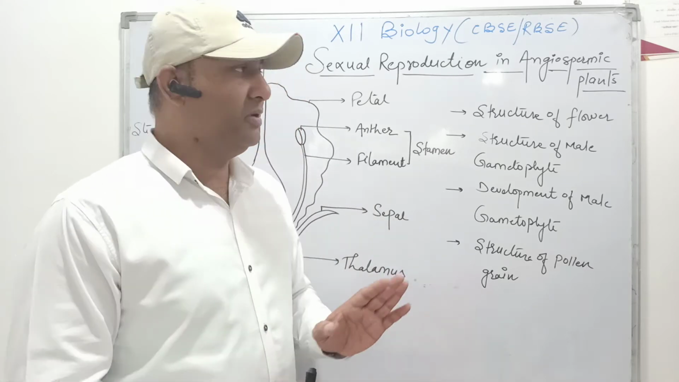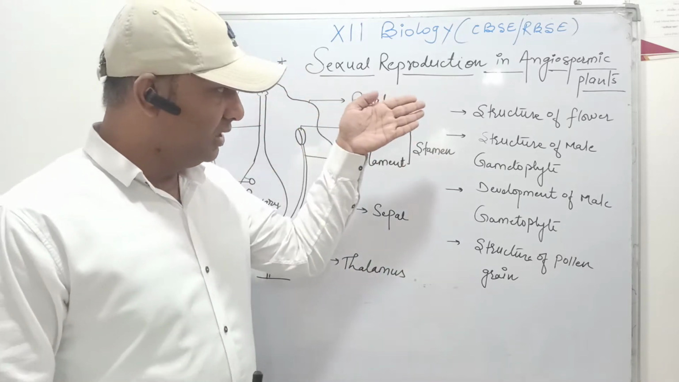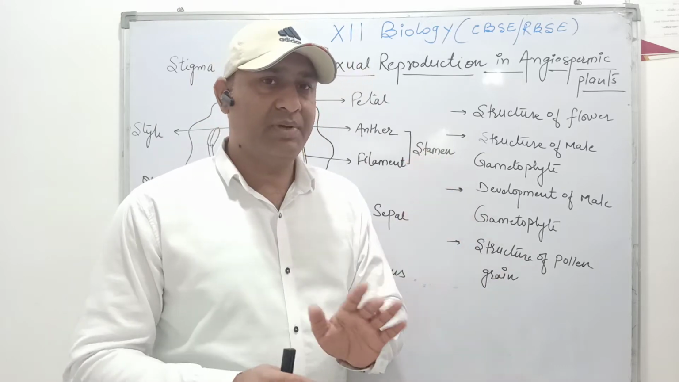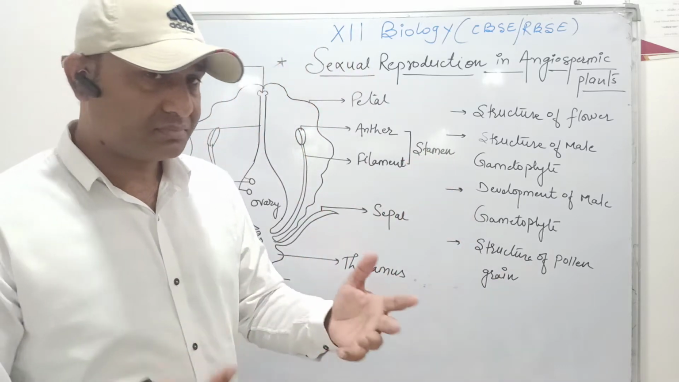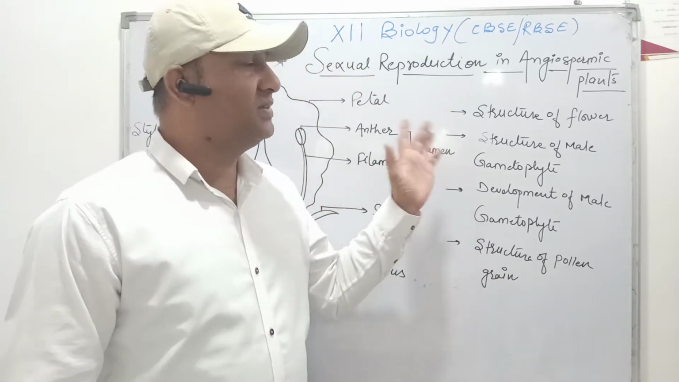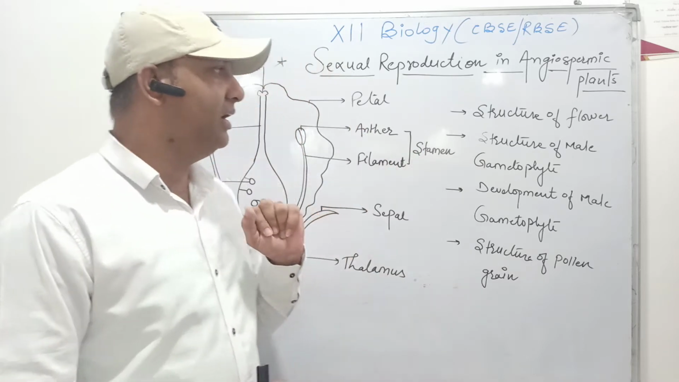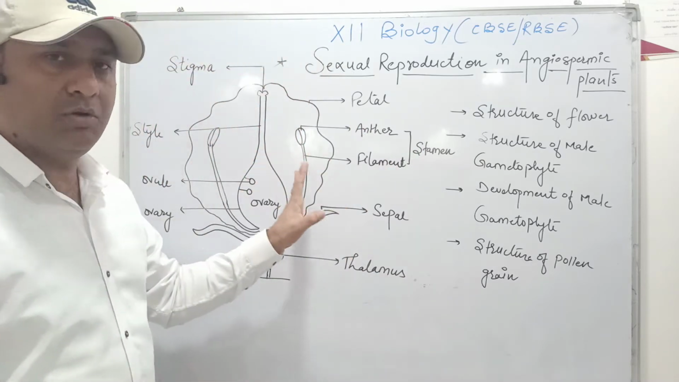So following the topics related to this chapter, we will discuss the whole chapter. I will explain all of it with the basic concepts. Clear? So first we take the structure of flower. Very easy, very common terms.